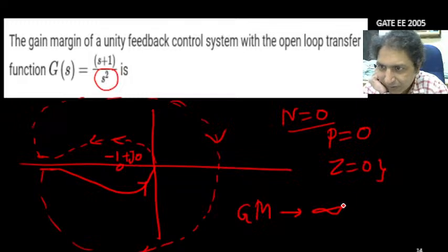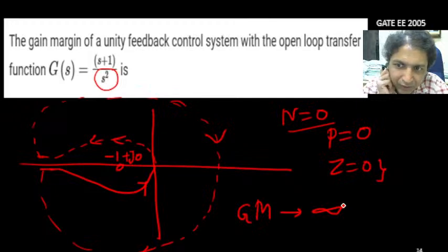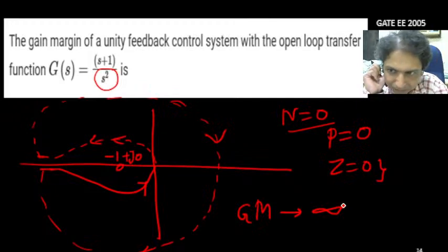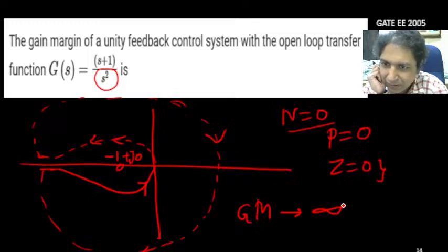Okay, here A is not infinity. Don't consider that A is equal to infinity, because at omega equals 0 the magnitude is infinite. So you are considering that at phase 180 degrees the magnitude will be infinite. So in that case A is infinite and 1 upon A is 0.